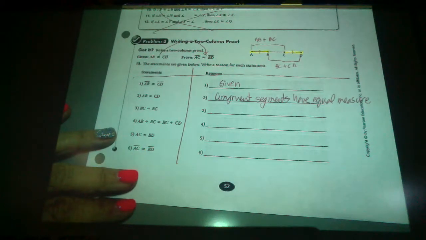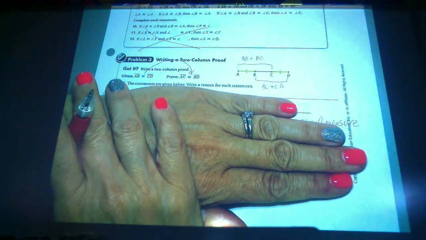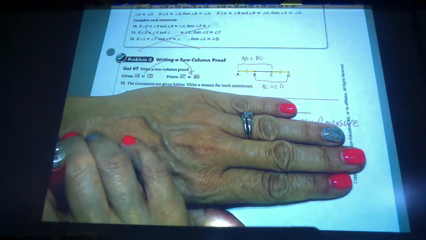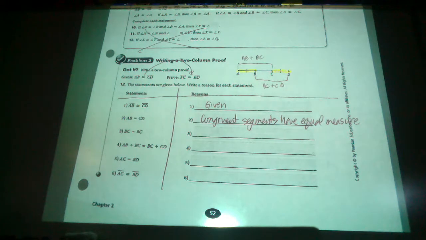Yes? Do we always have the statements given to us? No. Someday you will only be given this, and you have to come up with everything on your own. In fact, there's two problems on your homework tonight that you're given nothing but this, and you have to come up with everything. So you have to look at other proofs and say, okay, how do they do this proof? I'm going to try to do mine the same way. So you've got to study your proofs and try to see some similarities going through there.